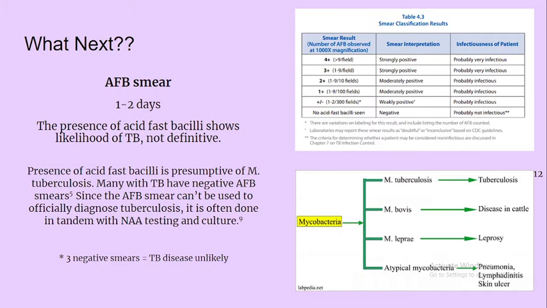So strongly positive, you probably have TB and are probably very infectious, is the most you can get. But if there's nothing on there, it's negative and probably non-infectious, but like I said, some people have TB and they can appear negative on an AFB smear.